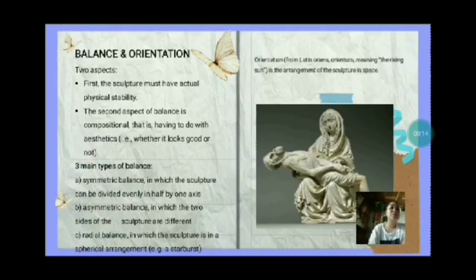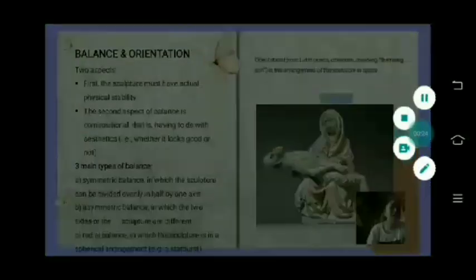First, the sculpture must have actual physical stability. So, may tag physical stability, tibay siya, na siya kadugayon. Pareha, this is example of sculpture.